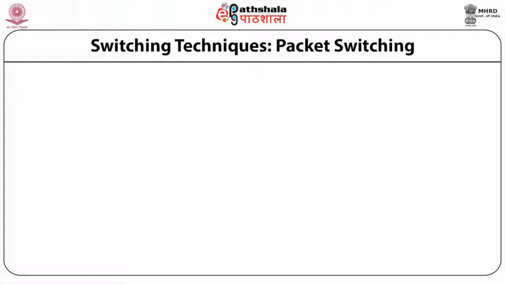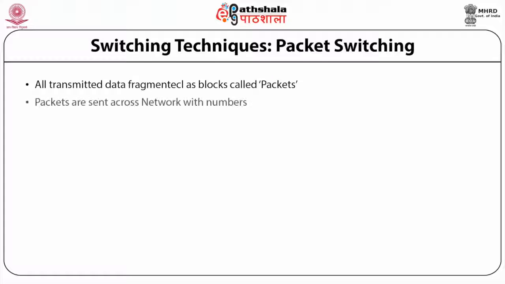Next one is packet switching. All transmitted data is fragmented into blocks called packets. These packets are sent across the network with a number.